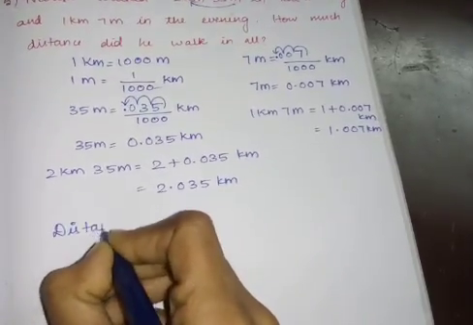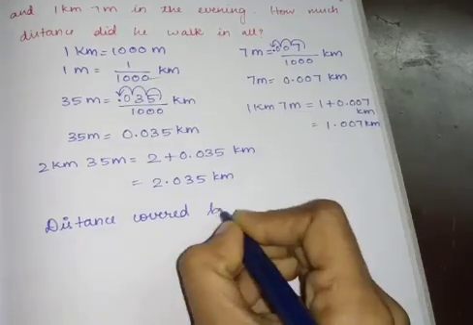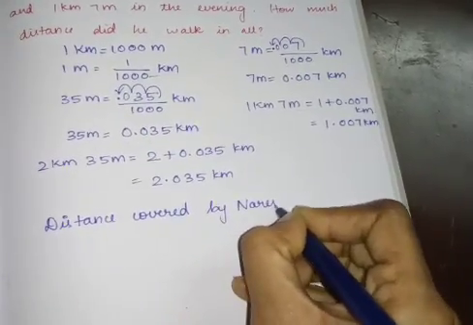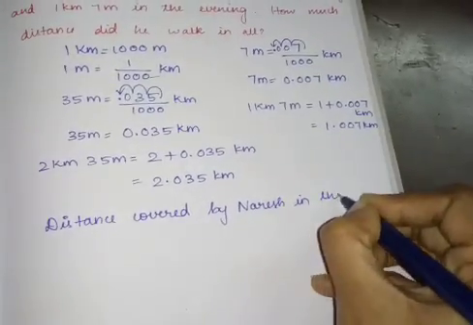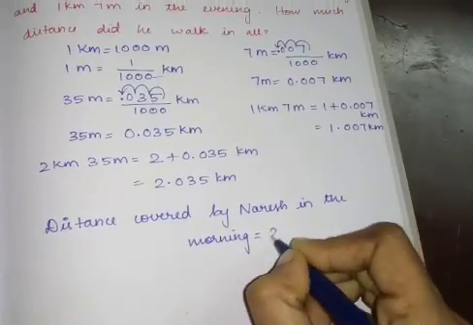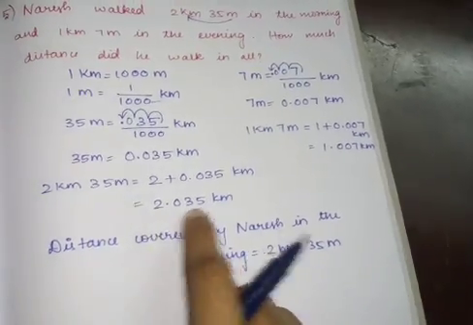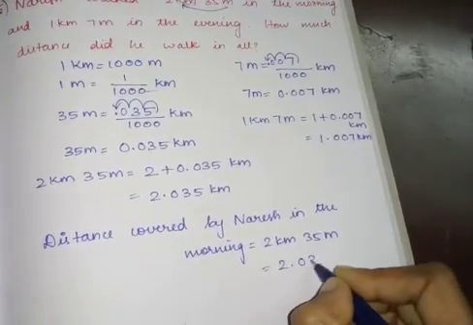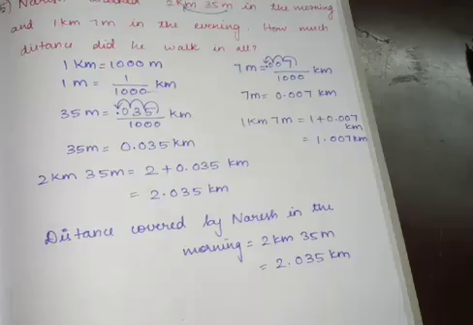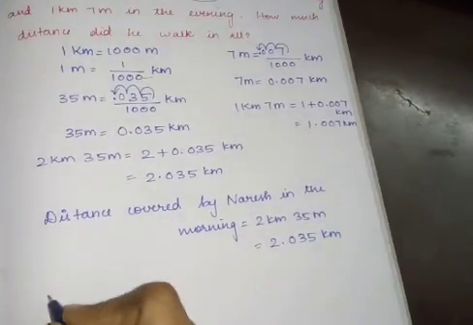Distance covered by Naresh in the morning. How much distance is he covering? 2 kilometers 35 meters. That I have converted to 2.035 kilometers.